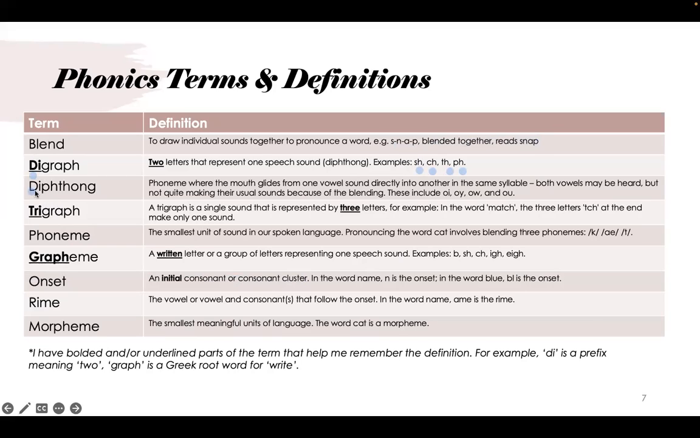Diphthong, the di is 2. Phoneme, where the mouth glides from a vowel sound directly into the same syllable. Both vowels can be heard, but not quite making the usual sound because of the blending. So oi, oi, ow, ow. They still make individual sounds, but they don't behave in the normal way.